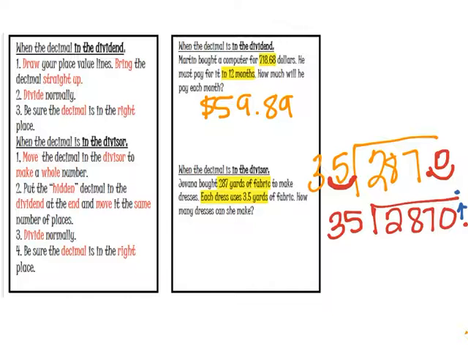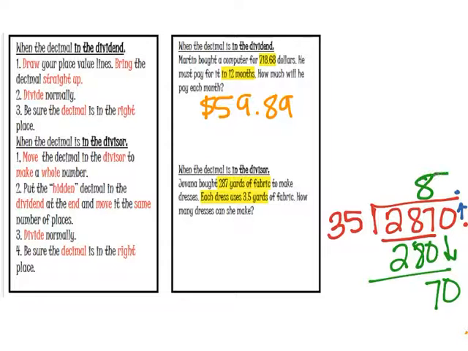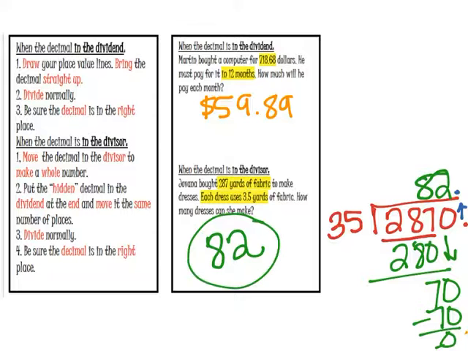All right, so I'm going to erase this part because I rewrote it as an equivalent decimal. So we have 35 going into 287, and that's going to be 8 times, which is 280. Leaves me with 7. Then I bring down my 0, and I do 2 times, which is 70. I'm left with 0. So she can make 82 dresses with the 287 yards.